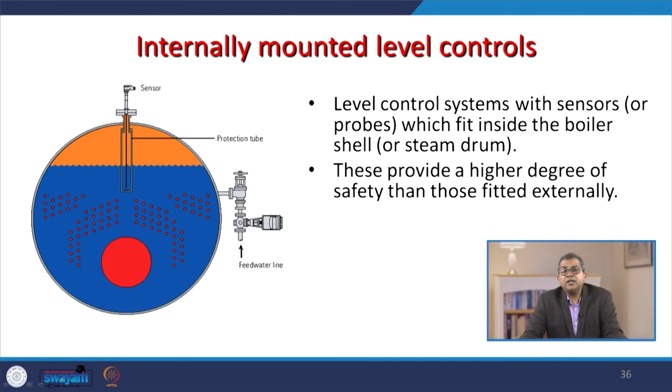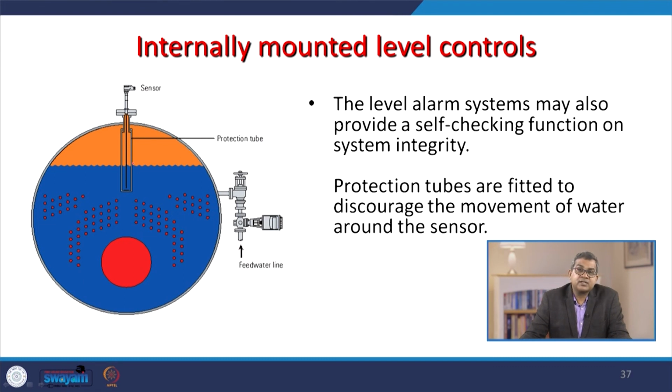There are certain internally mounted level controls, and usually they are equipped with various types of sensors. The level control systems with sensors are sometimes referred to as a probe, duly supported by protection tubes, as you see in this particular figure. Now, these internally mounted level controls provide a higher degree of safety than those fitted externally. Sometimes they may be equipped with a level alarm system. This may also provide a self-checking function on system integrity, and these protection tubes are fitted to discourage the movement of water around the sensor.